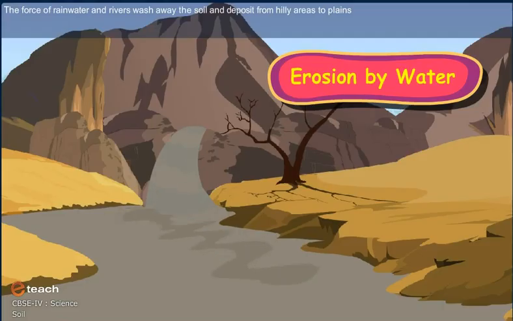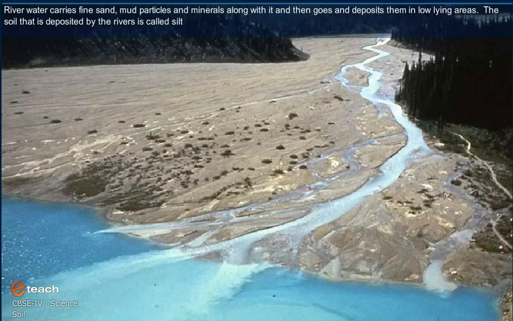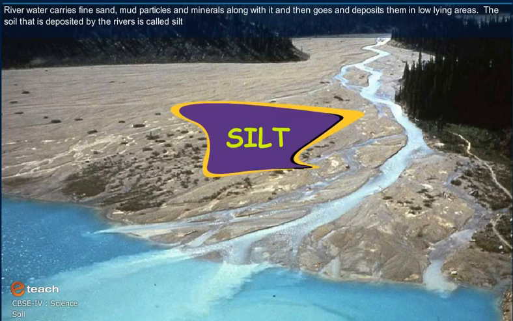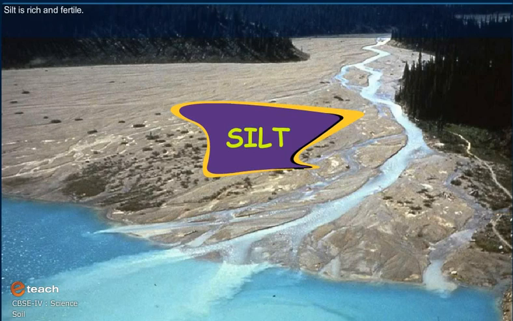The force of rainwater and rivers wash away the soil and deposit it from hilly areas to plains. River water carries fine sand, mud particles, and minerals along with it, and then deposits them in low-lying areas. The soil that is deposited by the rivers is called silt. Silt is rich and fertile.